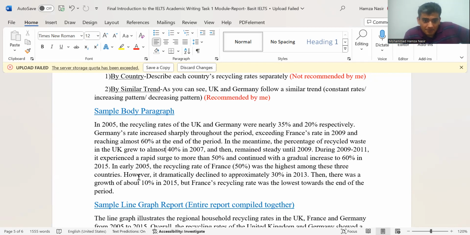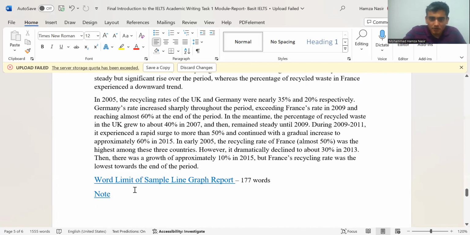in 2015. In early 2005, the recycling rate of France, approximately 50%, was the highest among these three countries. However, it dramatically declined to approximately 30% in 2013. Then there was a growth of about 10% in 2015, but France's recycling rate was the lowest towards the end of the period. So that's how you can go about your body paragraph.